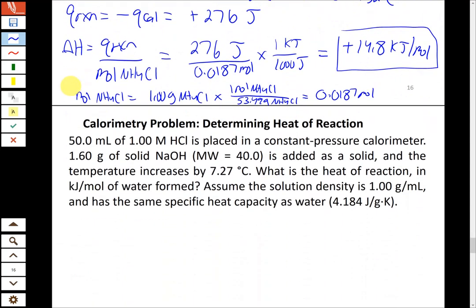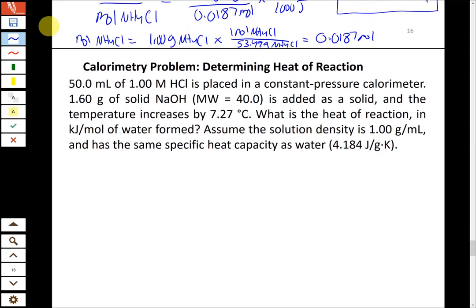All right, let's do another similar one. This one's pretty annoying, but we'll do it anyway. So we have 50 milliliters of 1 molar HCl in a constant pressure calorimeter, and we add 1.60 grams of solid sodium hydroxide, and the temperature increases by 7.27 degrees Celsius. What is the heat of reaction in kilojoules per mole of water formed? Assume the density is 1 and assume the heat capacity is still 4.184.